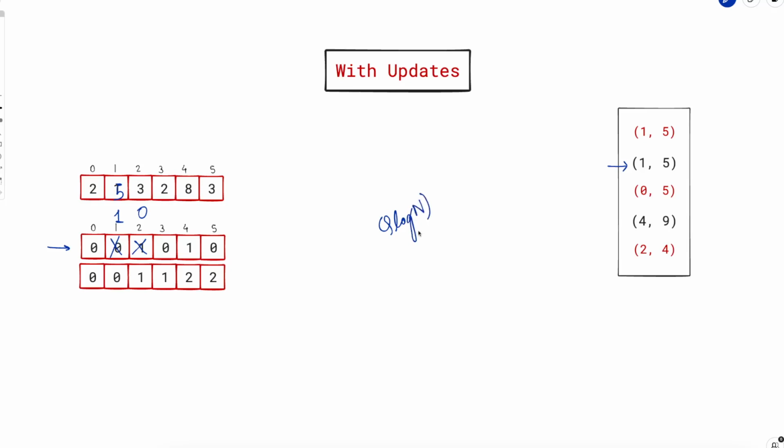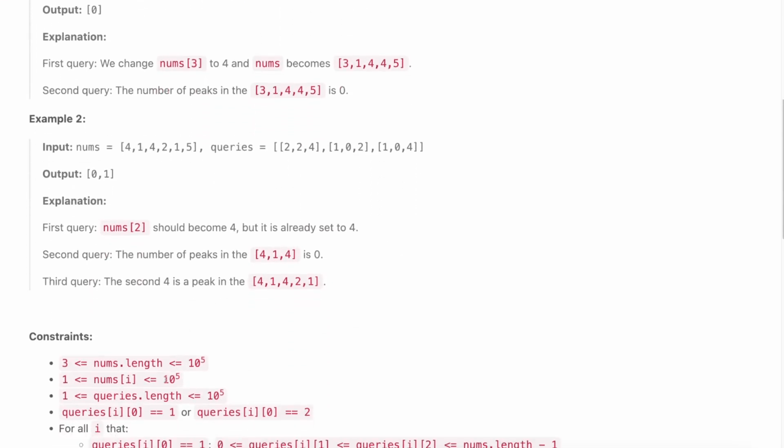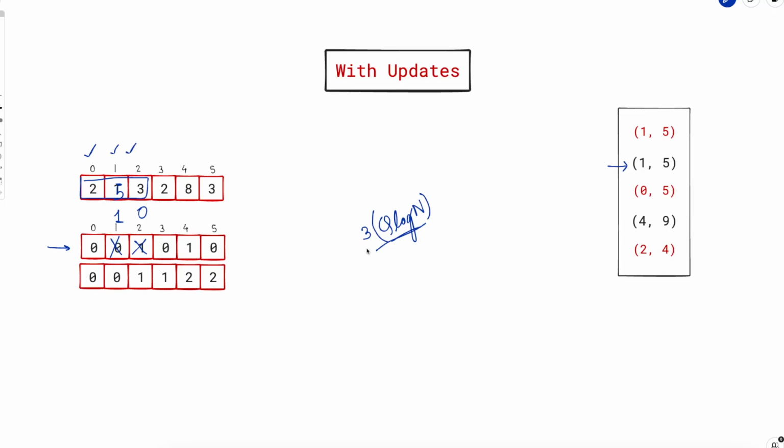Now notice that an update has a tendency to change these three elements together, in the worst case. So if you are updating anything, you need to do 3 updates at max. So instead of 1 log n, it will be 3 log n for one particular update, but the overall complexity would still be within the limit. The value of n and the value of q is 10 power 5, so this will still be within the limit.